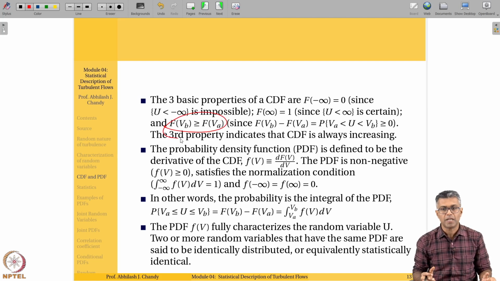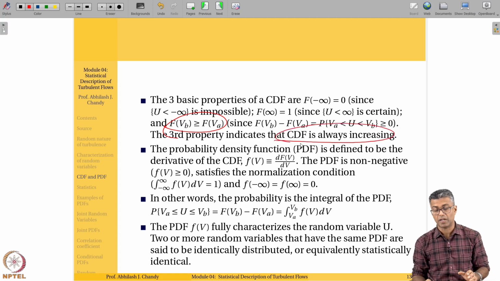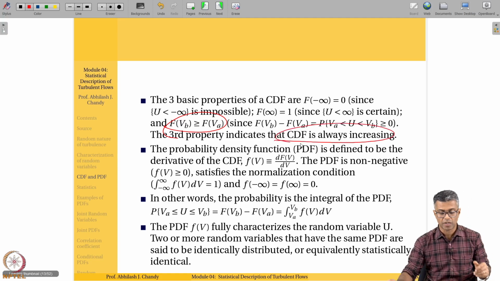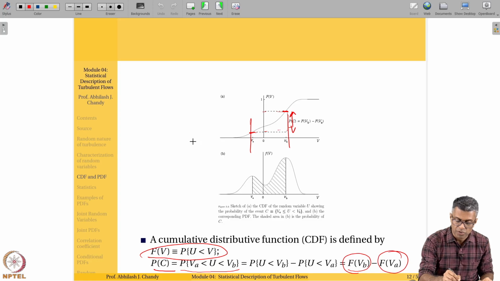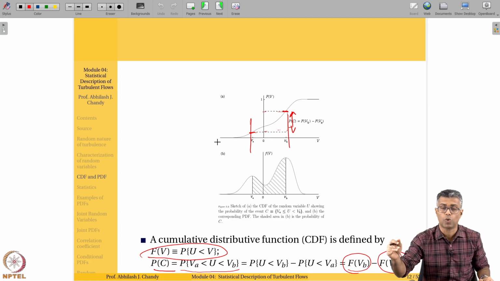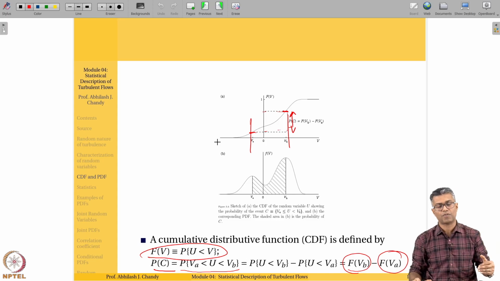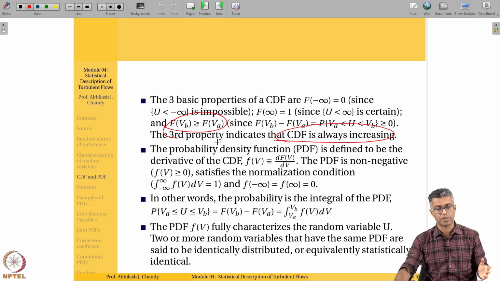So that means the CDF is always increasing. I hope that is clear. So the CDF is always increasing, as seen by this figure where it is continuously increasing. It eventually goes to 1, it starts from 0, and all CDFs are like this. It starts from 0, it increases and goes to 1. And it is always increasing.